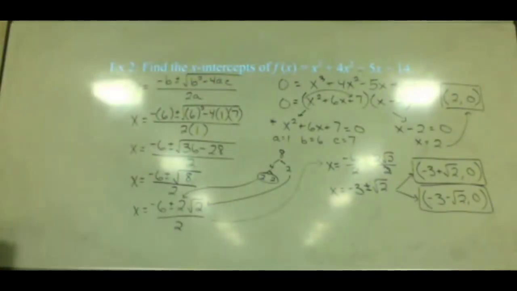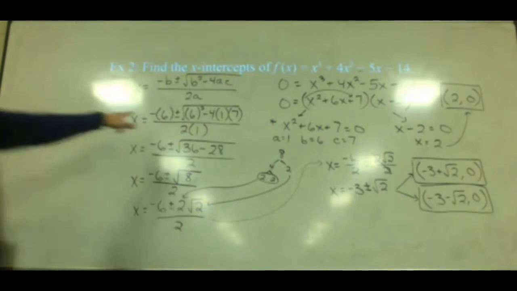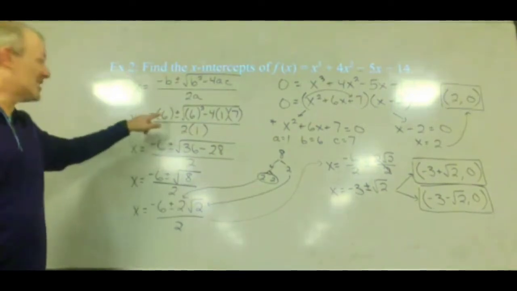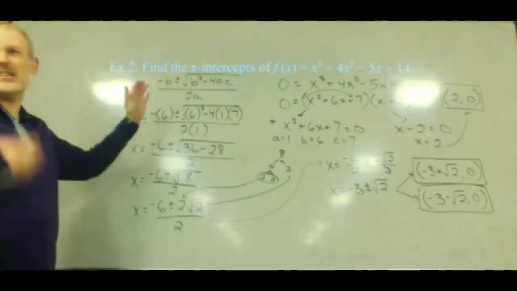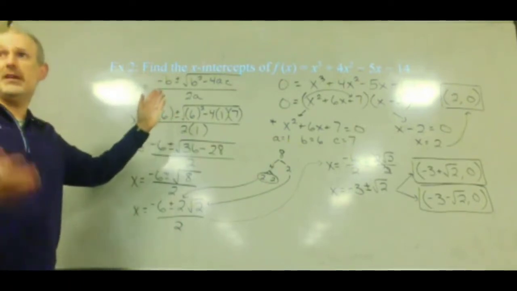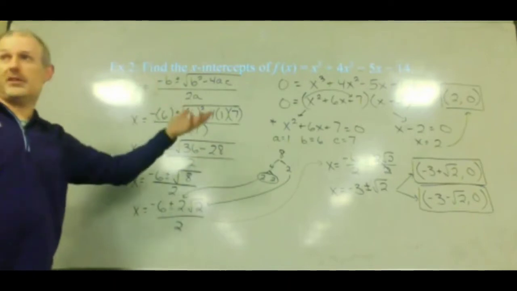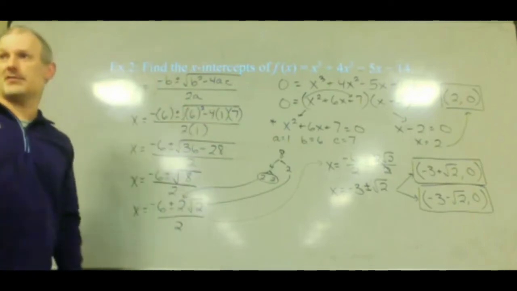Any other questions on that example? What if the negative b was already a negative? So what if this 6 was already a negative 6? That's why I usually say the opposite of b. So if b is negative, you just change it to a positive. The two negatives cancel out.